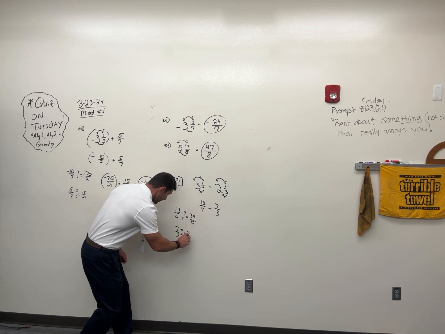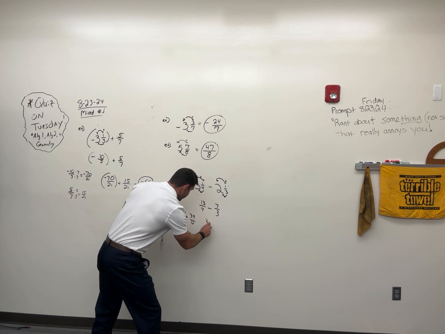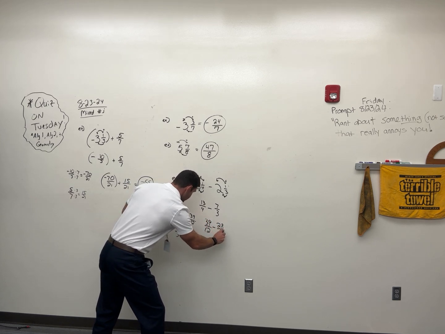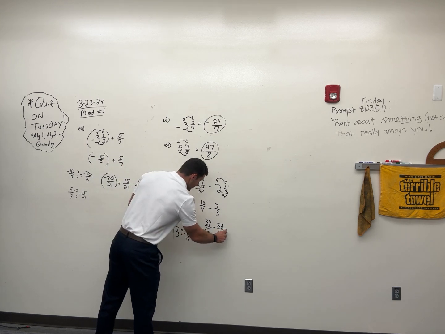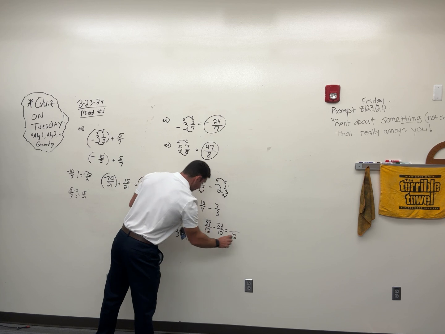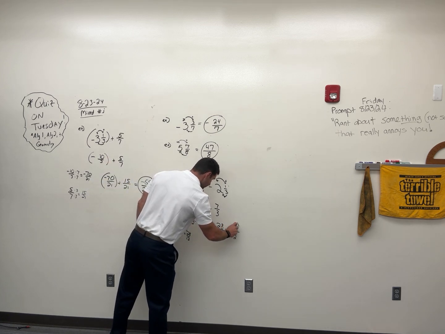That gives me 28/12. So now, 39/12 minus 28/12. So the 12s are going to be my denominator. 39 minus 28 is 11.